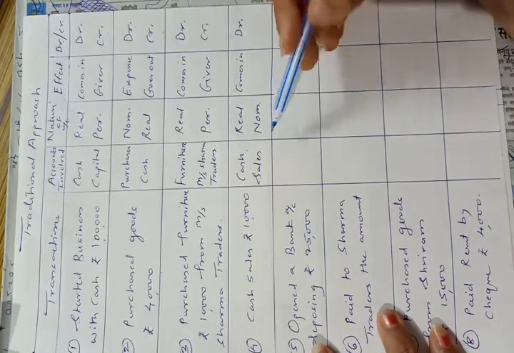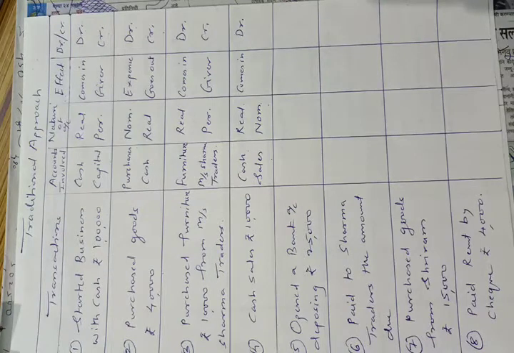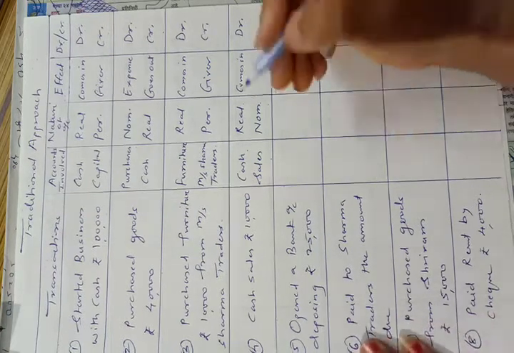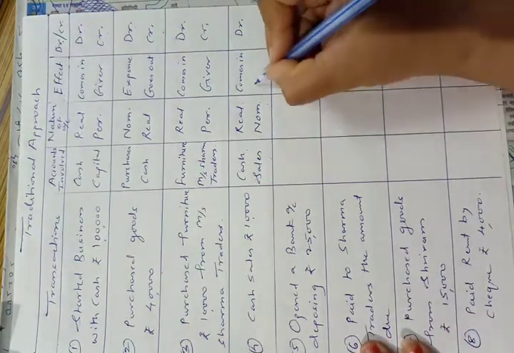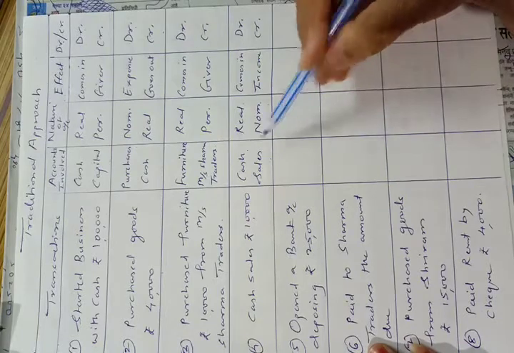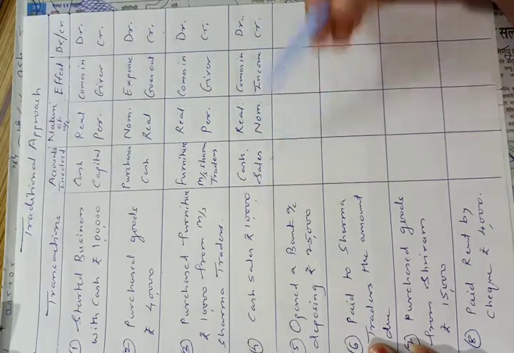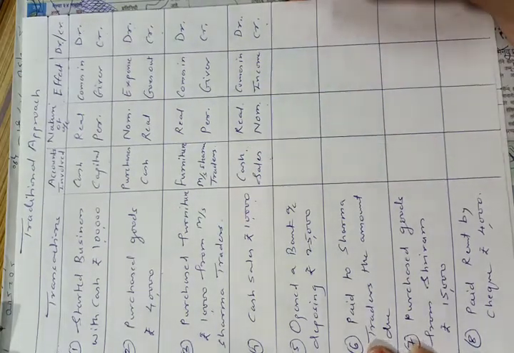And the second account, the sales account, is a nominal account, so follow the rule of nominal accounts: debit all expenses and losses, credit all incomes and gains. As sales is our income, the rule says credit all incomes and gains. So in this entry, the cash account will be debited by rupees 10,000 and the sales account will be credited by rupees 10,000. Next entry now.